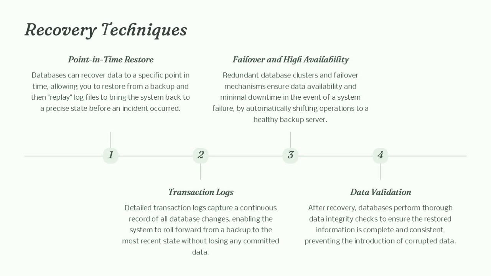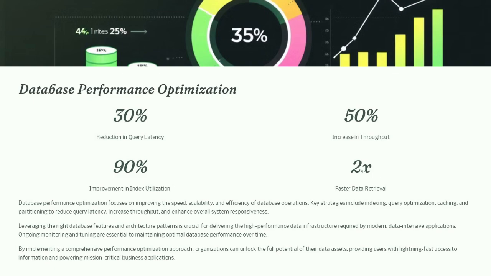Database performance optimization is critical for delivering fast, scalable, and efficient data infrastructure to power modern, data-intensive applications. Key strategies include indexing, query optimization, caching, and partitioning to reduce query latency, increase throughput, and enhance overall system responsiveness.